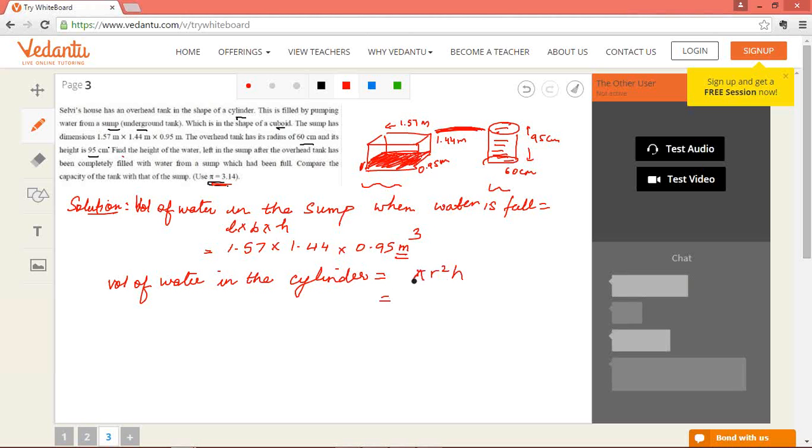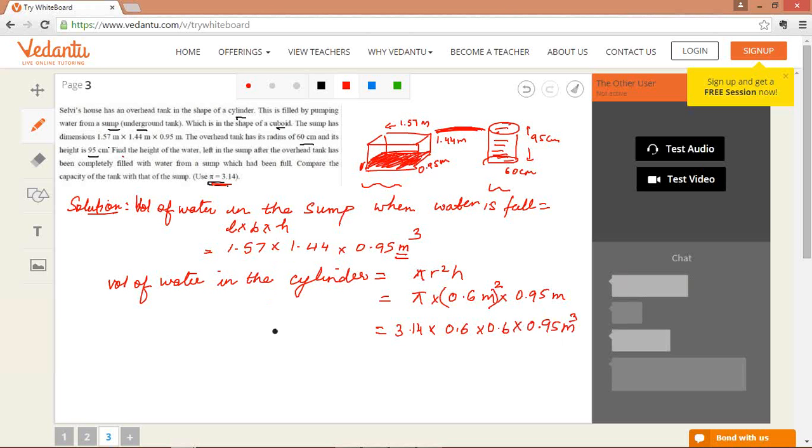And please take care that units have to be converted. So what I have done, I have converted 60 centimeter into 0.6 meter, and I have converted 95 centimeter as 0.95 meter. Okay, so this is square. You have to be careful about each and everything because this is a question based fully on calculation. And value of pi as specified, it has to be 3.14. So 3.14 into 0.6 into 0.6 into 0.95 meter cube.